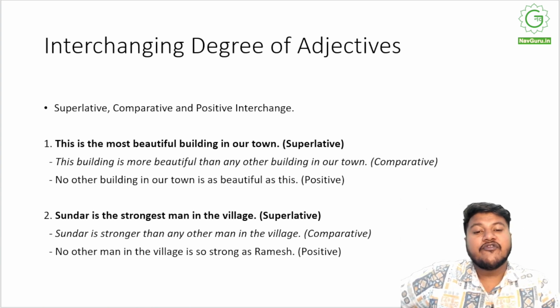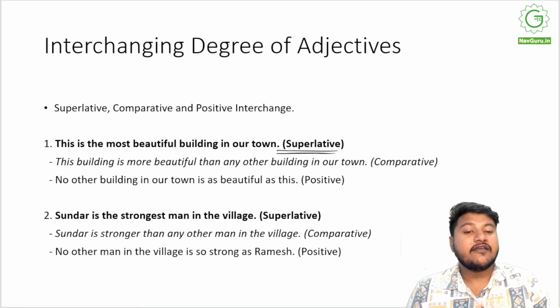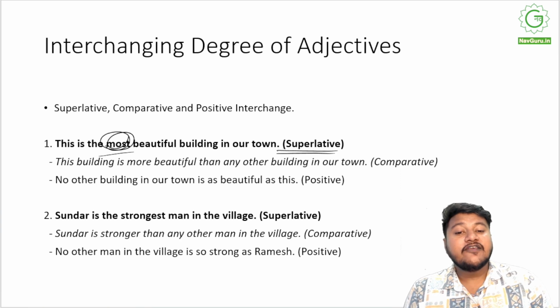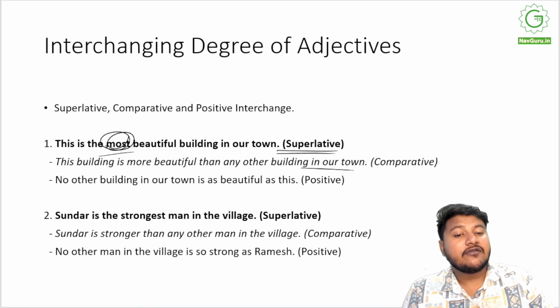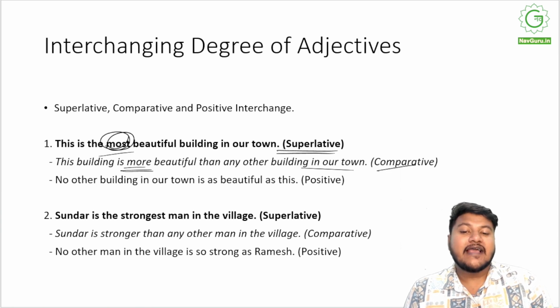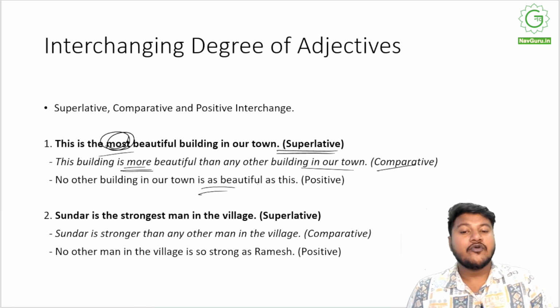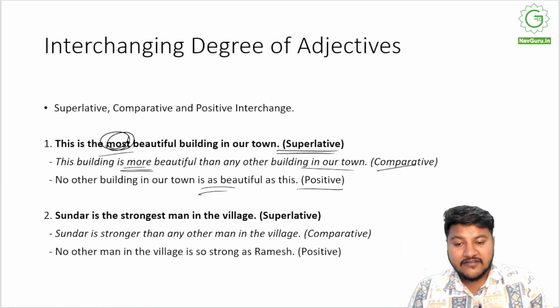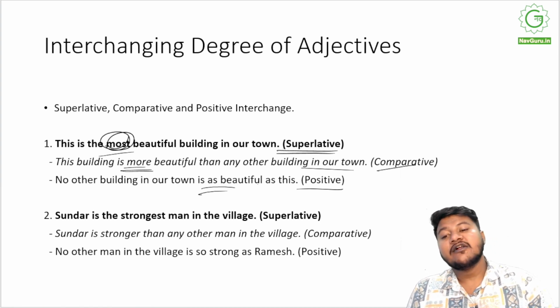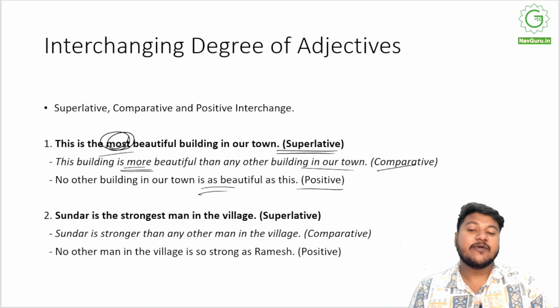And if I'm interchanging degrees, then have a look at it. This is the most beautiful building in the town. This is a superlative, okay, because it has used the word most. This building is more beautiful than any other building in our town. This is a comparative sentence because it uses more. And no other building in our town is as beautiful as this one. So we do not have anything before beautiful in the positive degree: beautiful, more beautiful, most beautiful. This is how you have learned it, right? Similarly, strong, stronger, strongest, right? So Sundar is the strongest man in the village becomes a superlative.